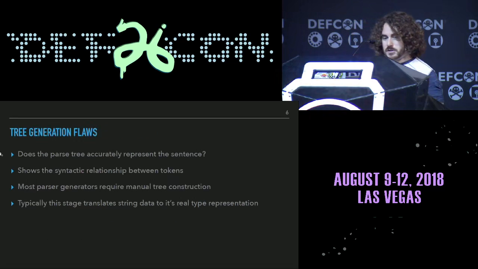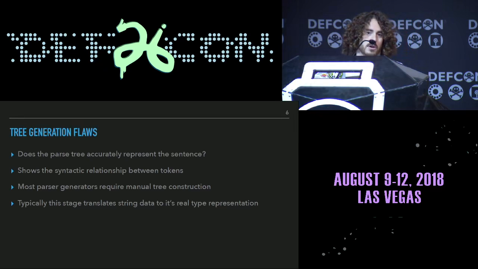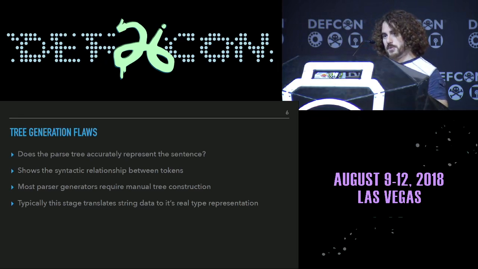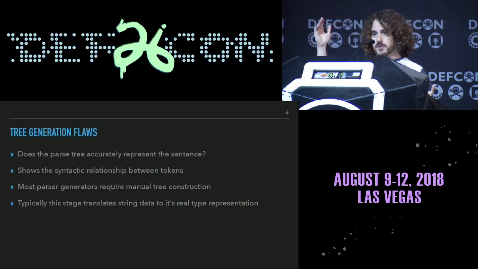The next problem you worry about is tree generation flaws. Once you've recognized a sentence in a language, typically your goal is to create a parse tree or an abstract syntax tree. Basically what this does is it shows the syntactic relationship between various components or tokens of that sentence. So it has some kind of root node, which is the top point of the tree, and going down, this provides context for what a specific token is and how it relates to every other token in that sentence. And the whole process of building trees and working with trees is super complicated as you move from generator to generator, runtime to runtime.